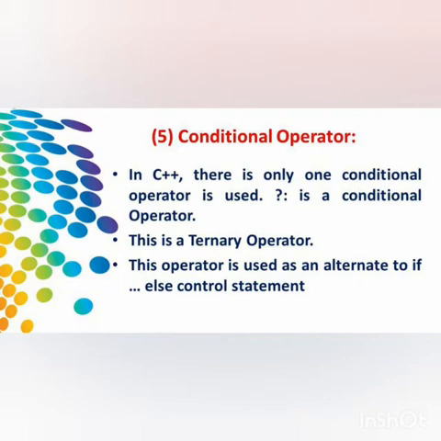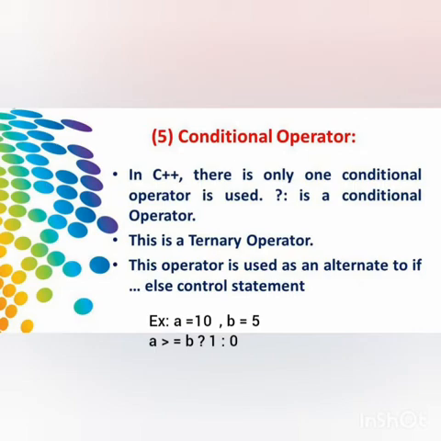For example, A is equal to 10, B is equal to 5. A is greater than or equal to B ? 1 : 0. So, it checks the condition here. If it is true, expression 1 will be executed. Otherwise, expression 2 will be executed here.